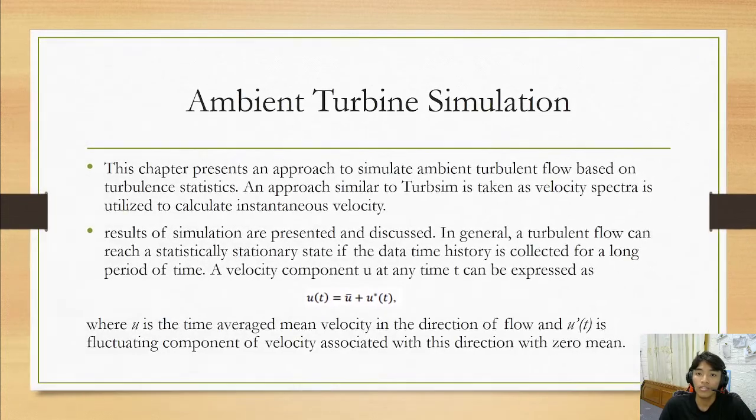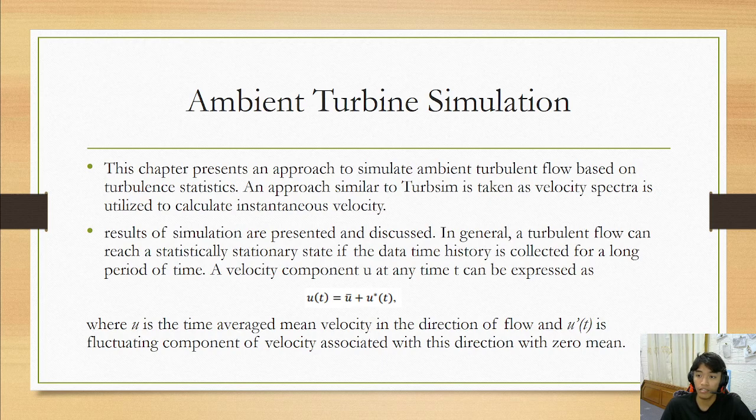Okay, so for ambient turbulence simulation, this chapter presents an approach to simulate ambient turbulent flow based on turbulence statistics. An approach similar to TurbSim is taken, as velocity spectra is utilized to calculate instantaneous velocity. Results of simulation are presented and discussed.